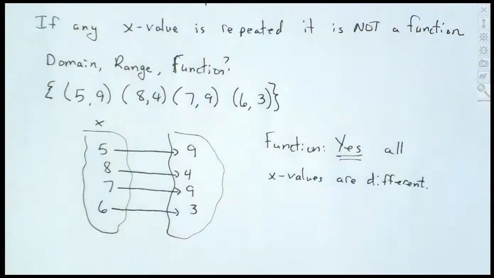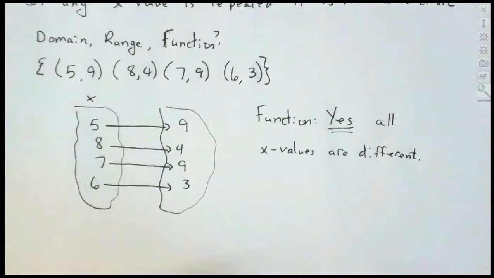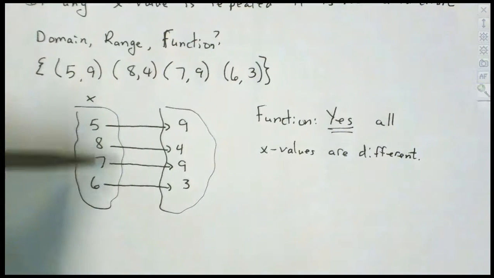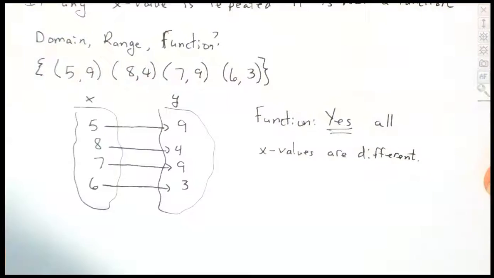Okay, so we've got all these people, they're working different hours, they're getting paid different amounts. And that's fine. That makes sense. So all of our x values are different. So this is a function. Because these are your employees. These x are the employees and the hours they work. And these are y values over here. And these are what they get paid. You think about it like that.